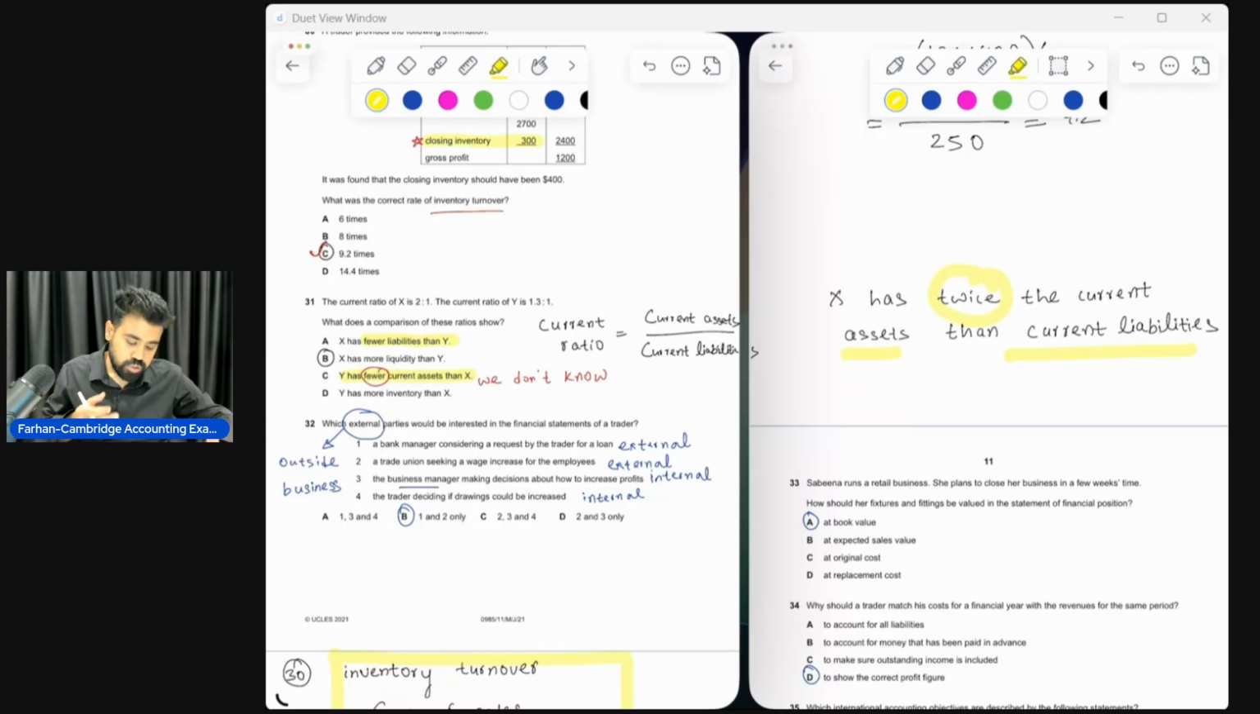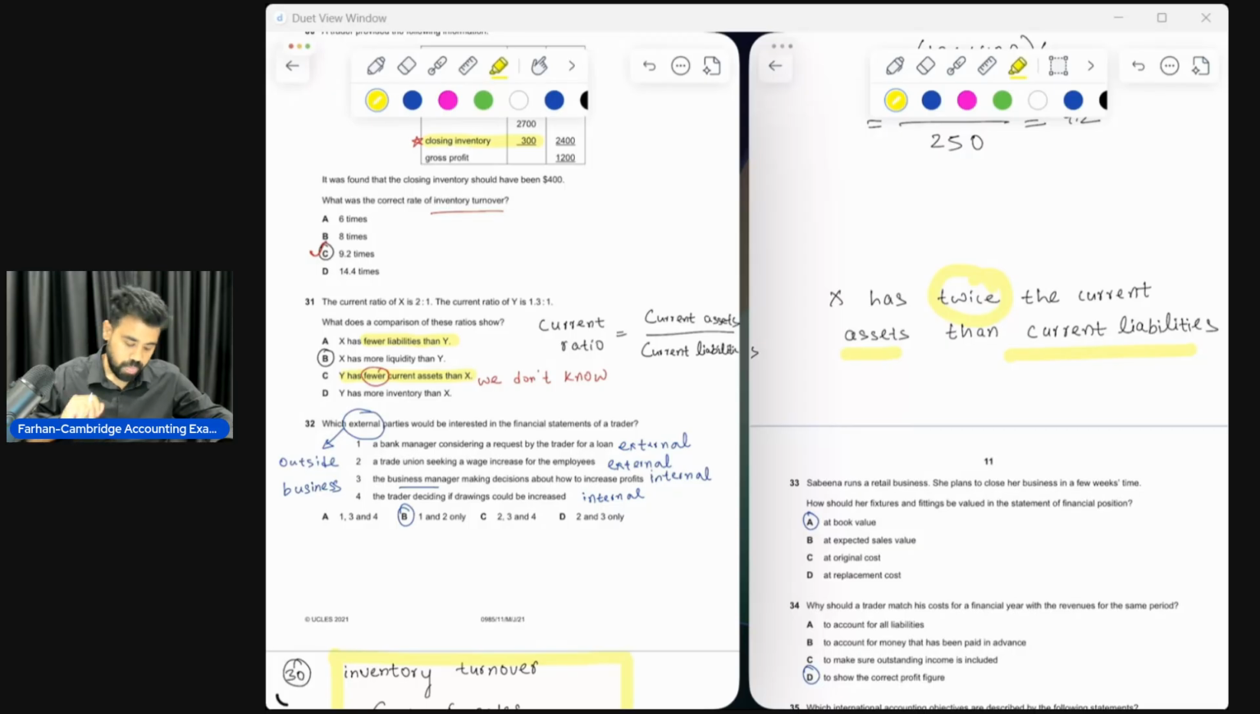And for option D, Y has more inventory. We don't really know the dollar amounts involved. But option B, which is the correct answer, says that X is more liquid than Y. When we look at the current ratio of 2 for X, it is a clear fact that X has twice the current assets than current liabilities, and therefore they can easily take care of short-term obligations. Therefore, it proves that company X actually has high liquidity. So for number 31, the answer to select would be option B.